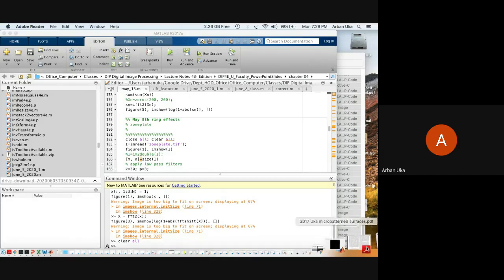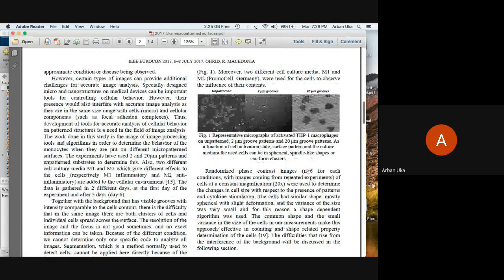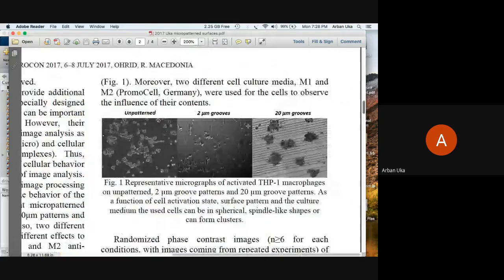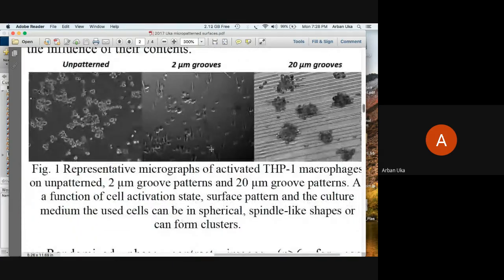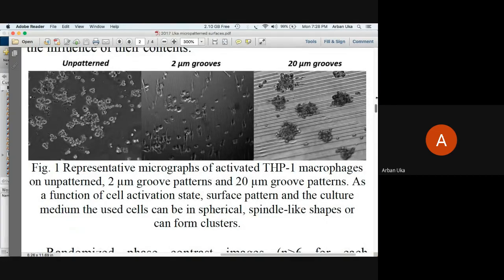Now researchers are constructing micro pattern surfaces which look like this, and they want to see what is the effect of the micro patterns on the life of the cells. These cells that we see here are called THP macrophages, and in order to study the micro patterns, they grow a film, and this film they can structure. Once they build the film, this one has no patterns at all, it is unpatterned.